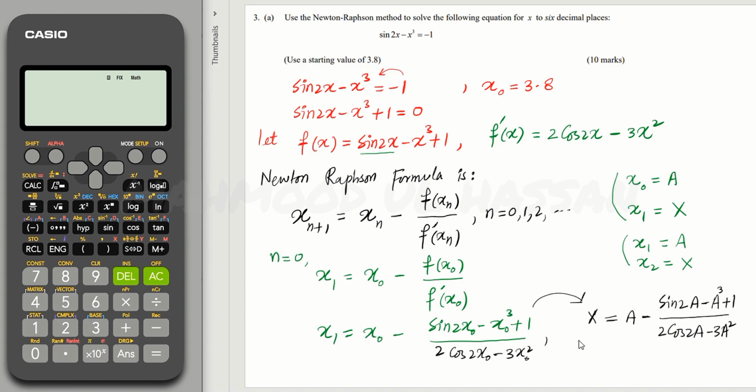Now we have to write the formula for the Newton-Raphson method. For this, first we click on alpha, then press the close parenthesis key, so we will get x here.